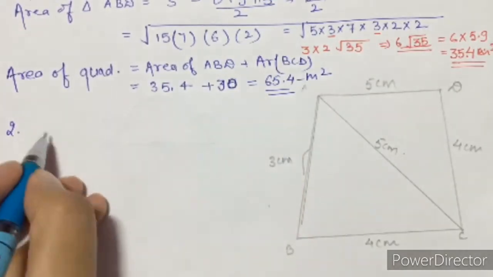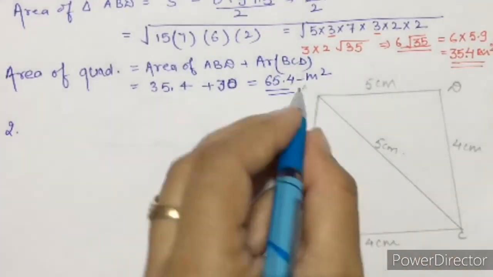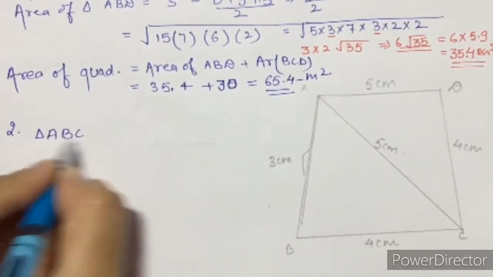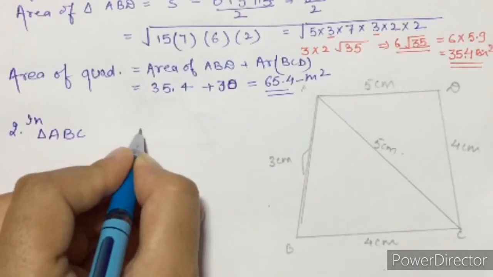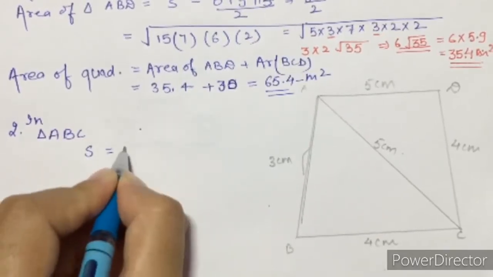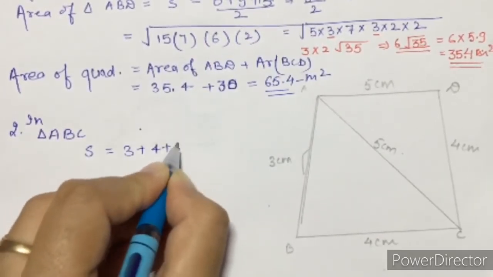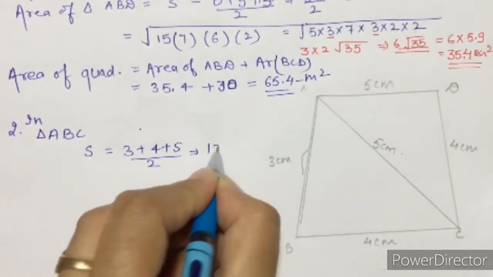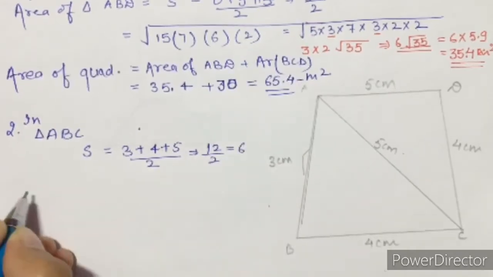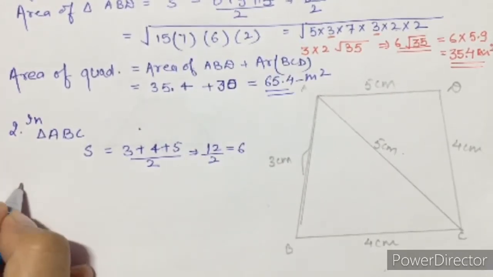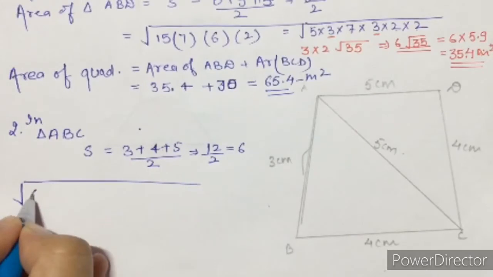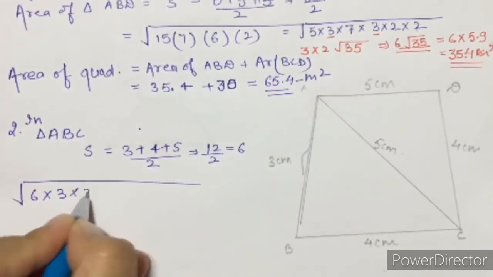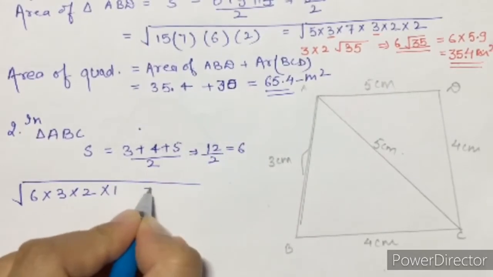So first, I will find out the area of triangle ABC. In triangle ABC, S equals 3 plus 4 plus 5 divided by 2. 3 plus 4 is 7, 7 plus 5 is 12, divided by 2, that is 6. So to find the area of the triangle, 6 minus 3, that is 3, 6 minus 4, that is 2, 6 minus 5, that is 1.